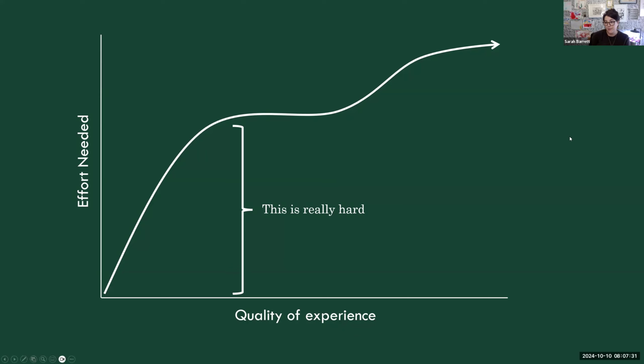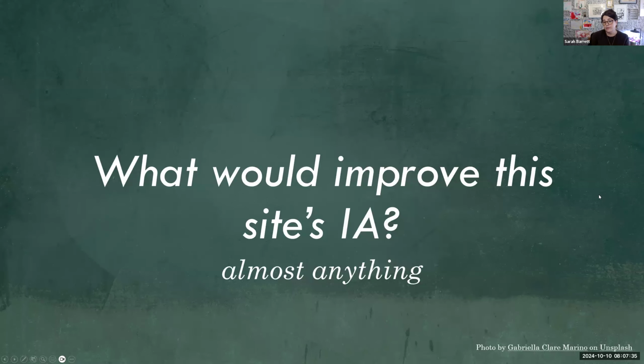So you end up with a very basic what question. What would improve this site's IA? And I find the answer is often almost anything. It's really common.